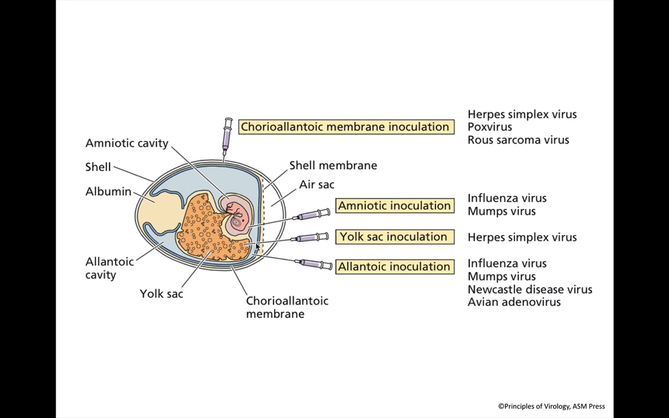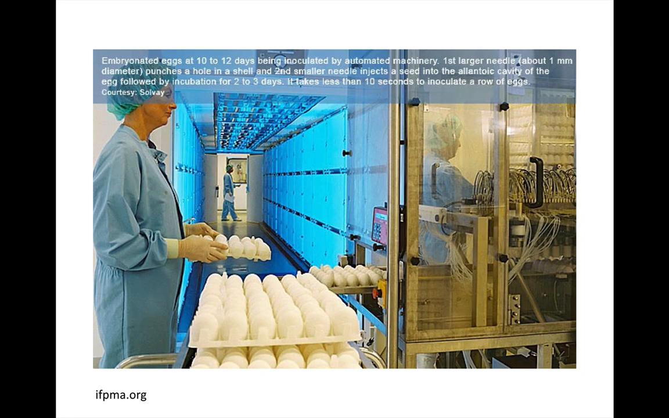You drill a hole in the shell, you put a needle in, you put virus in. The virus will replicate on the cells lining the cavity. And then after a number of days, you can withdraw the allantoic fluid, and you have 5 to 10 mLs of virus preparation, so it's very convenient. Now this approach using embryonated chicken eggs has largely been superseded by using cell cultures, except in one major case, that is influenza virus vaccine production. Embryonated chicken eggs are used to produce influenza virus vaccine.